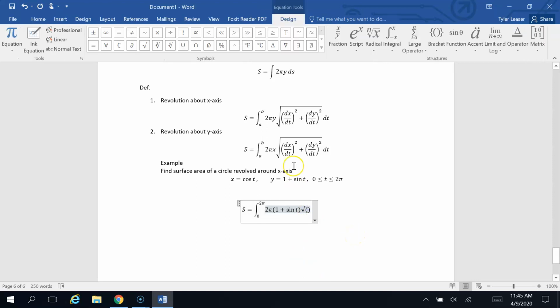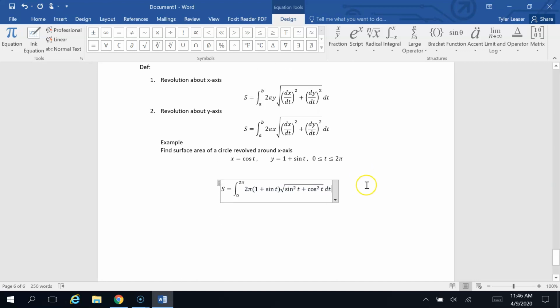All right, so then we're going to have dx/dt squared, so that's going to be the derivative of cosine, which is negative sine, but negative sine squared is positive sine squared. That plus the derivative of y with respect to t, which is cosine, but that squared is cosine squared, dt. Okay. Same thing's going to happen as it did in the last video and the last example that I just did. Sine squared plus cosine squared is just 1, so that whole square root just disappears.